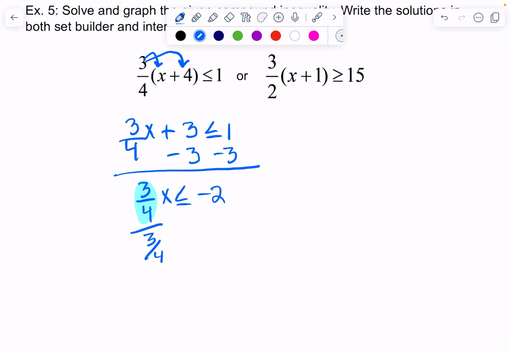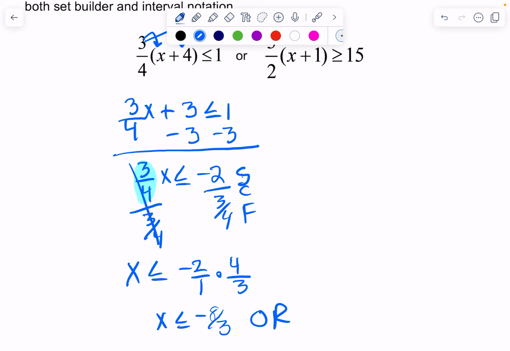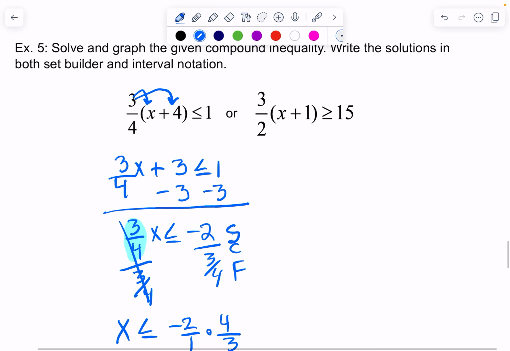Please remember that the 3/4 is being multiplied to x, so we're going to go ahead and divide 3/4 to both sides. And please remember that when you divide fractions, you stay, change, flip. So x will be less than or equal to -2, stay, times change, flip 4/3. So x will be less than or equal to -8/3.